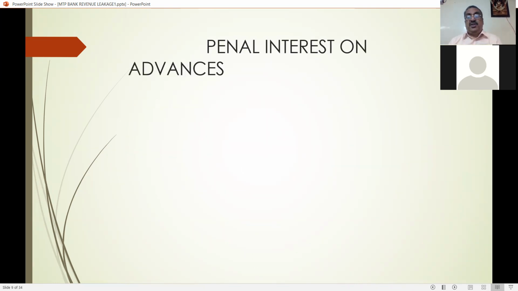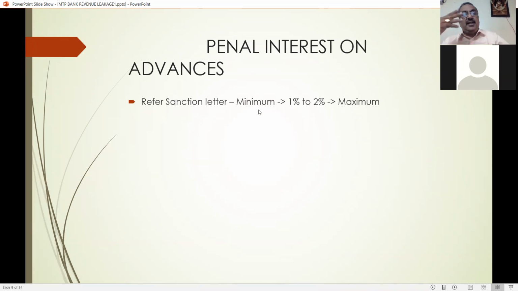Now, this is also another interesting class. Penal interest. Penal interest on what? For this, you have to refer to the sanction letter. A sanction letter, as I said yesterday itself, has four columns. One is about the customer. Second is pre-condition disbursement. Third is post-condition disbursement. Fourth is general condition.